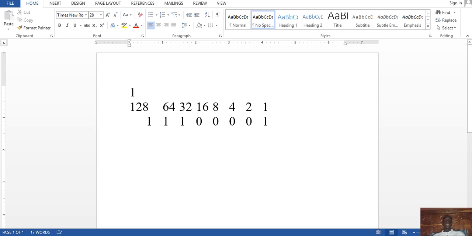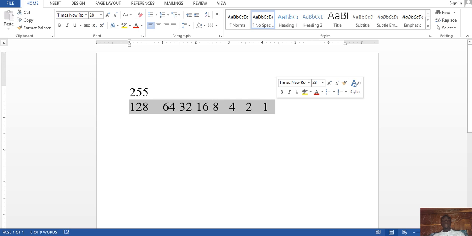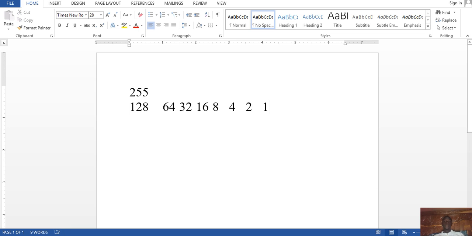Now let's try the last number, just the last example. What we're looking for is 255. So I just want to look at one thing here. If I add all these numbers together, it will not be more than 255. So an octet, that is a portion of an IPv4 address, is not more than 255 in value. So if you have more than 255, you're not good. So now let's convert 255 into binary.